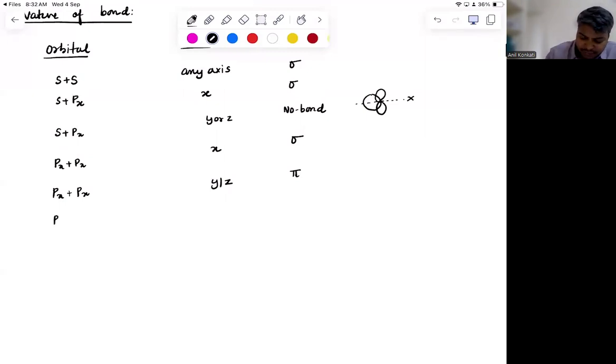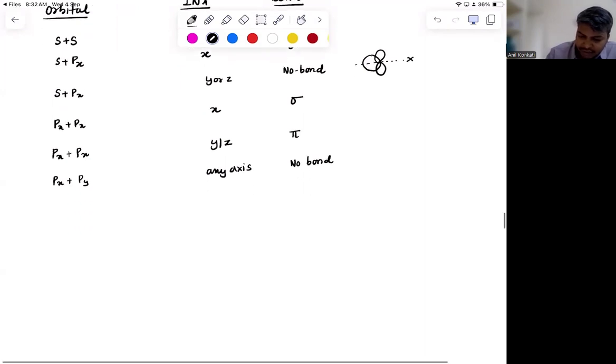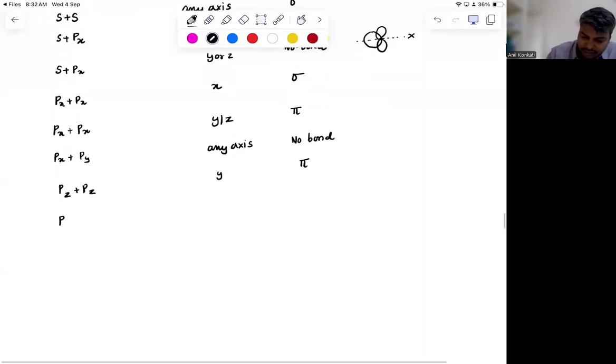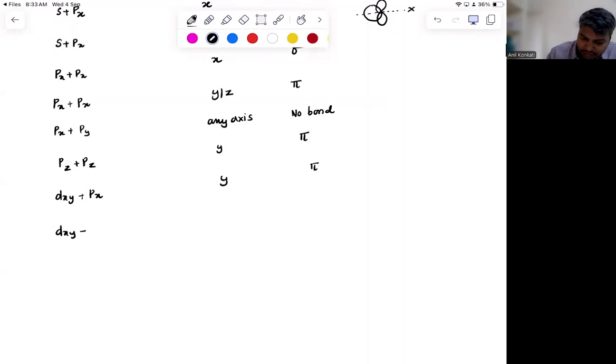Other cases, as in suppose I add px plus py, any axis you have, there is no bond in this case. And pz and pz, if you have something like y, then also it is a pi bond. Next, if you have dxy plus px along y-axis, then this is a pi bond. dxy plus px along x-axis, no bond, and dxy plus pz along x-axis, no bond.